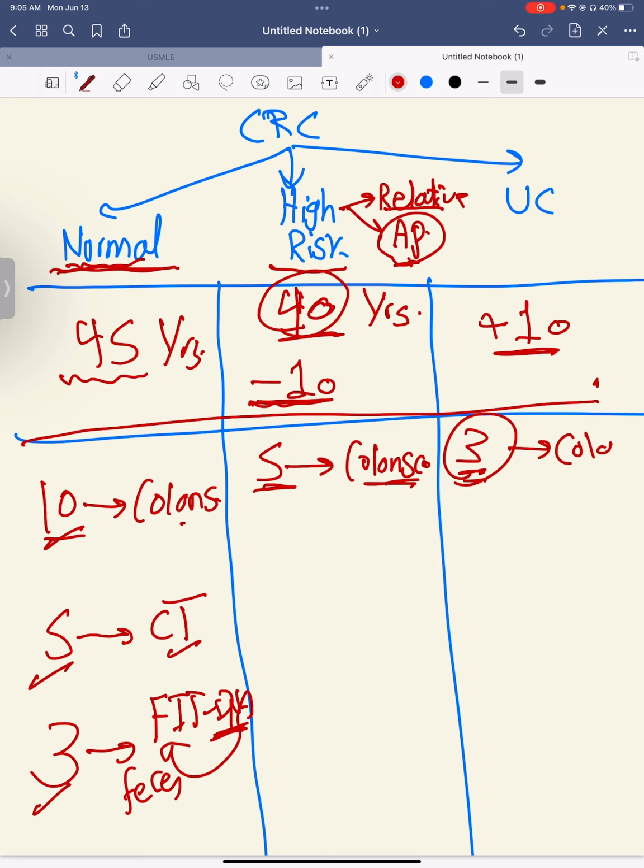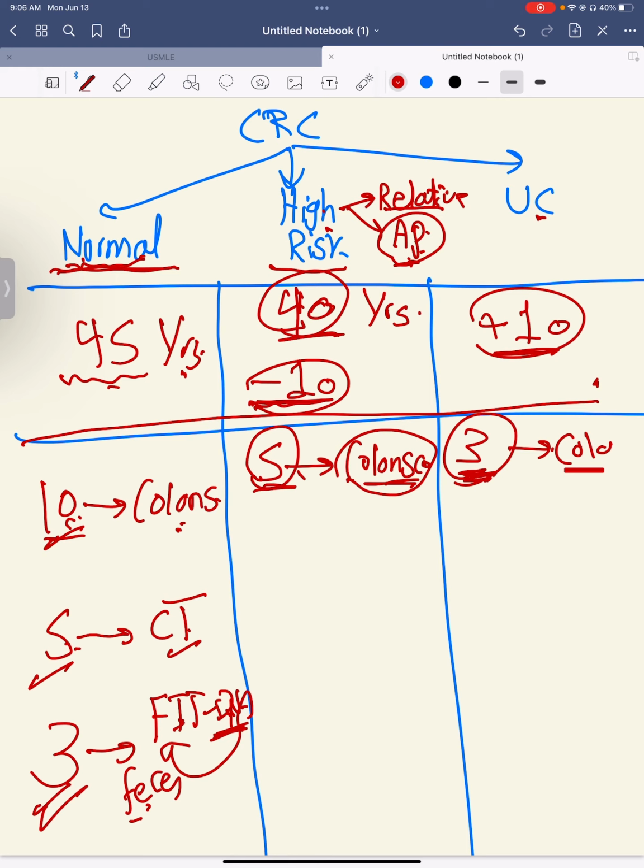Again, for colorectal cancer: normal, high risk, ulcerative colitis. High risk means first degree relative or adenomatous polyp. Normal: 45 years, 10, 5, 3: 10 colonoscopy, 5 CT, 3 FIT DNA, where we look for DNA in the feces. High risk: 40 or minus 10, and we understood what it means, and we do colonoscopy every 5 years. Ulcerative colitis: plus 10, which means 10 years after the diagnosis of ulcerative colitis, and we do colonoscopy every 3 years. So those are very high yield.